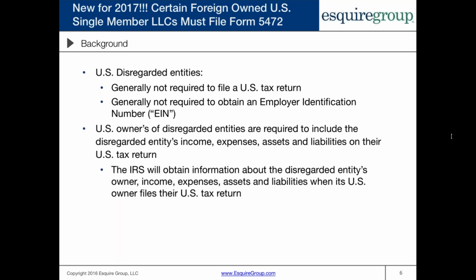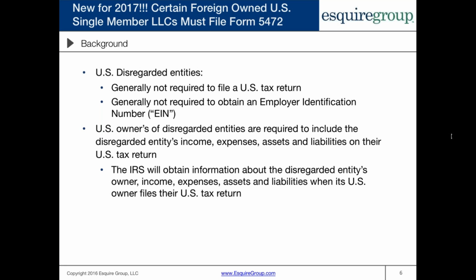So U.S. disregarded entities, as I explained before, generally are not required to file U.S. tax returns. The owner of the U.S. disregarded entity would include any income and expenses on their own tax return. U.S. disregarded entities are also generally not required to get an employer identification number, or an EIN, which is the tax ID number for a company in the United States. The disregarded entity would use the tax ID number, so either the EIN or the Social Security number or ITIN of its owner for tax filing purposes.